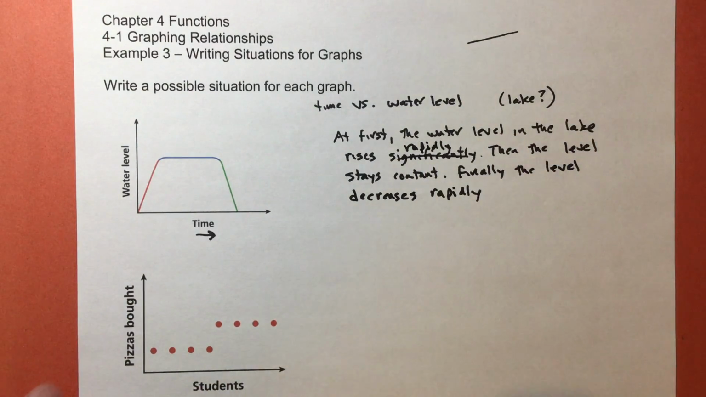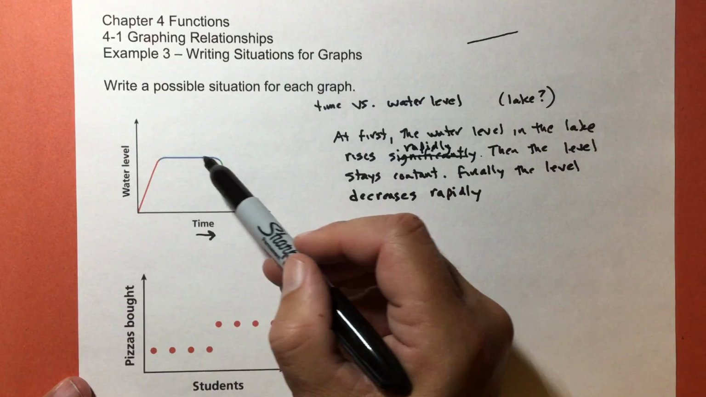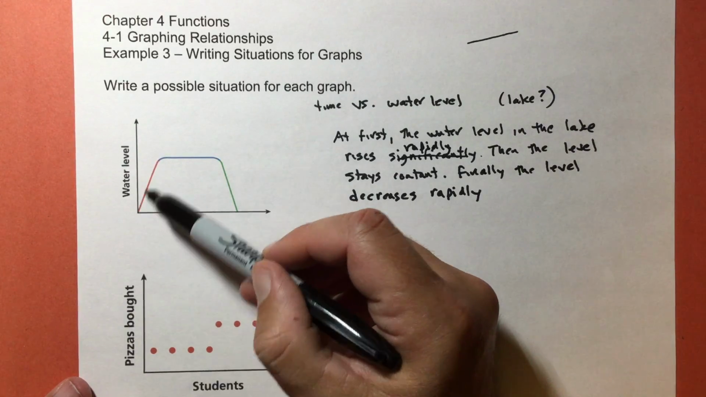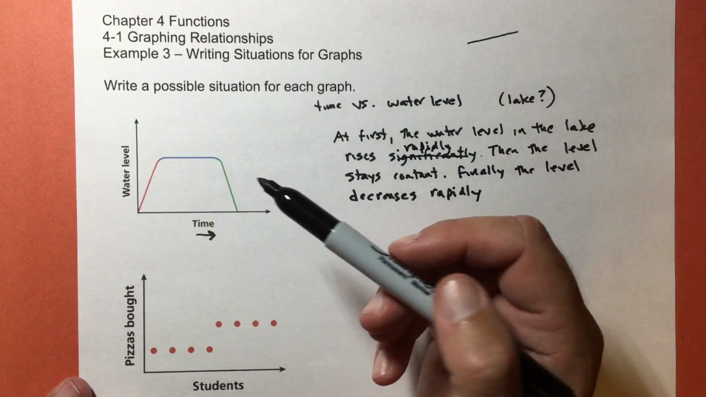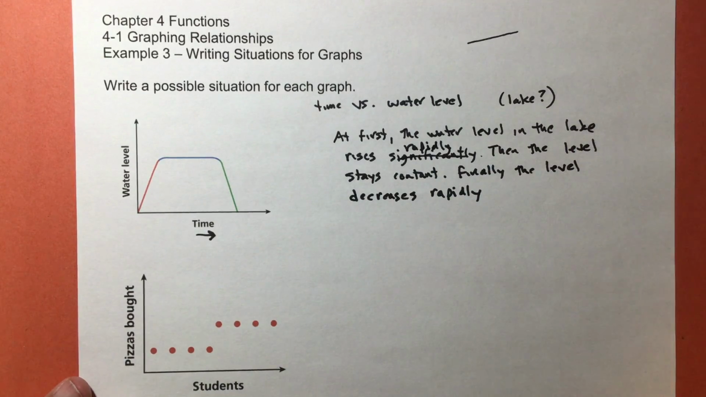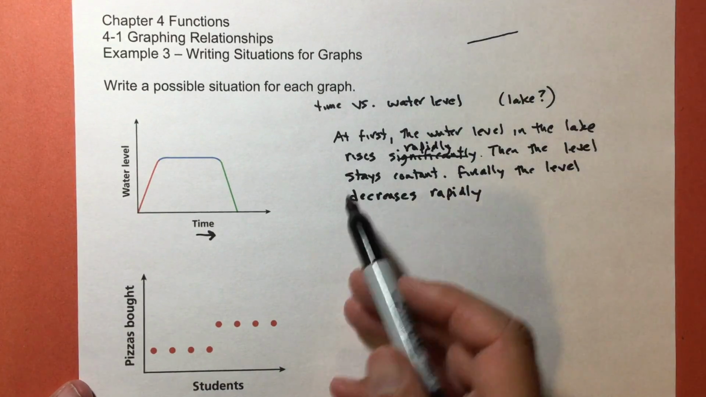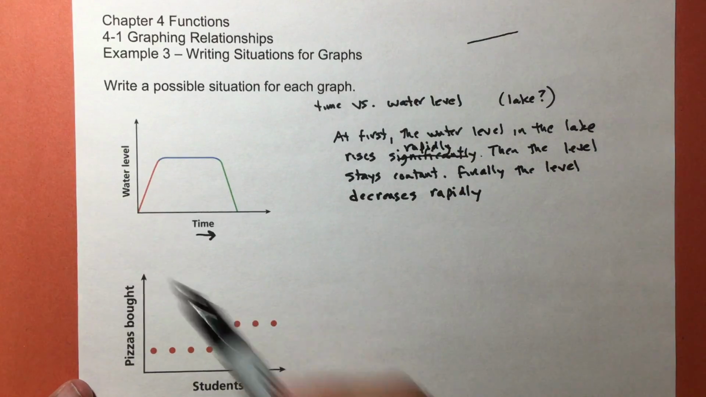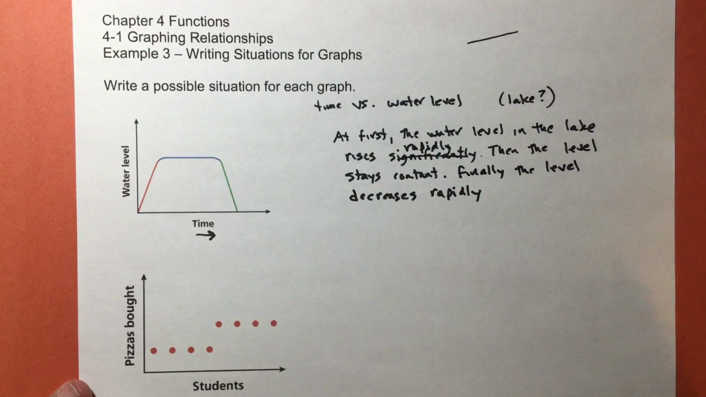I just want you to know that the water level goes up, stays the same, and the water level comes down. How much it goes up by over time, that's in chapter 5, my friends. We will get to that. So that's all you'd have to do to describe that. Water level goes up, stays the same, water level comes down.